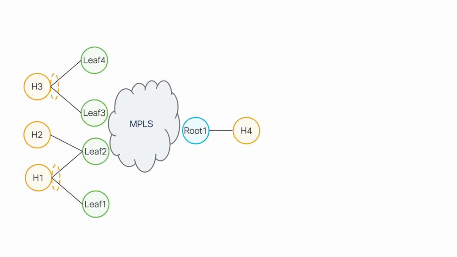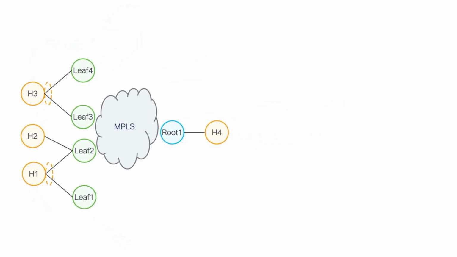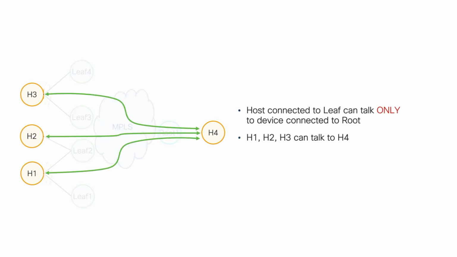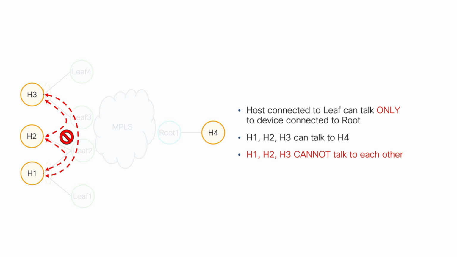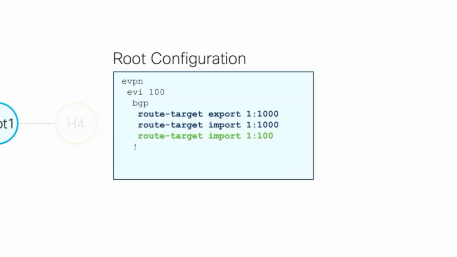So first, what we want to achieve with the EVPN E3. In this case, any device which is marked as a root can talk to anyone else in the network. But leaf can talk just to the root, but leaf cannot talk to another leaf. So in our example, H1, H2, H3 can talk to H4, but H1, H2, and H3, they cannot talk to each other. You can see that basically we have two sets of the route targets.